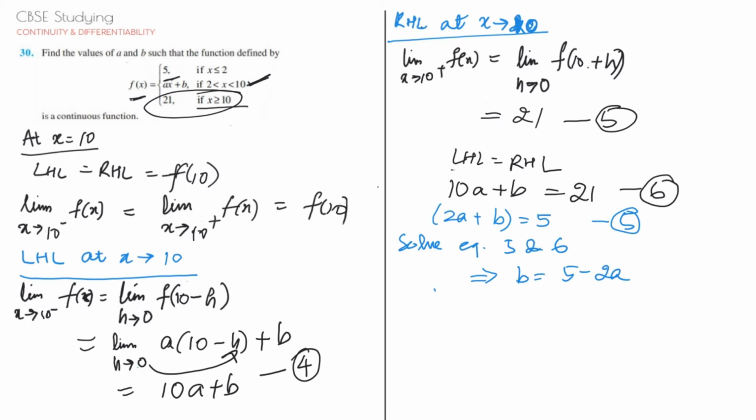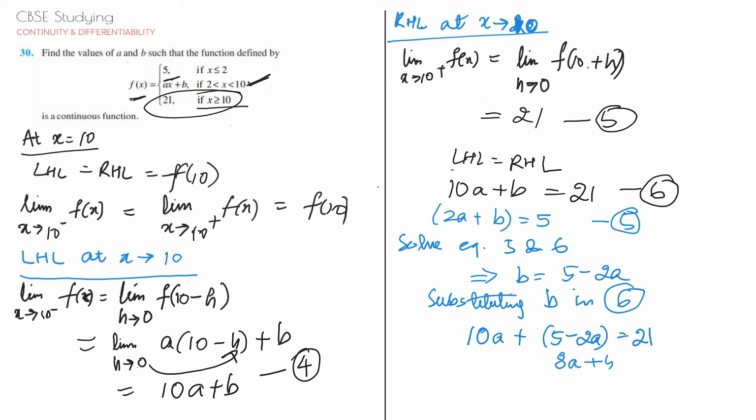So substituting b in equation number 6, you will get 10a plus 5 minus 2a is equal to 21. And then when you solve this, you're going to get 10a minus 2a is 8a plus 5 is equal to 21, right? 8a is equal to 16 and a is equal to 2. That's the value of a.